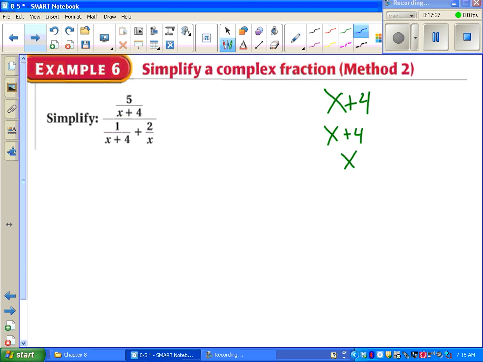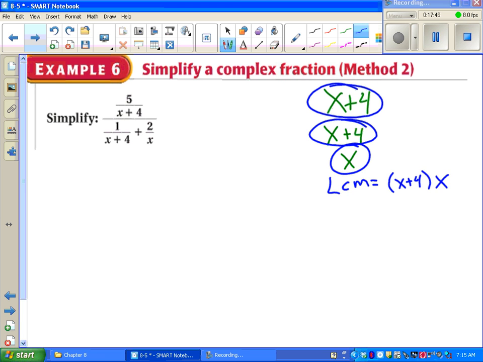Next up, just like before, I start looking for my highest degrees, for my LCM. I see an x plus 4 to the first. I see another x plus 4 to the first. So my highest power of x plus 4 is to the first. Next thing I see in my LCM is my x. I see an x to the first, and that's the only x I see. So I've got my LCM. So I've got to multiply this whole top times x plus 4 times x, this whole bottom times x plus 4 times x. Let's look at what happens.